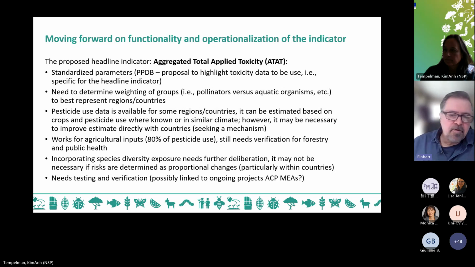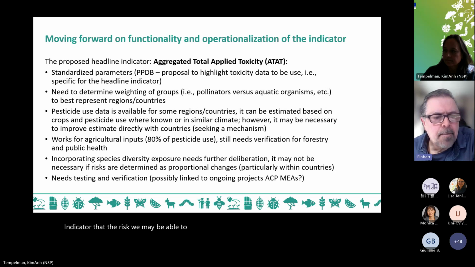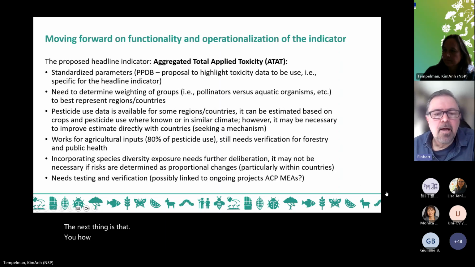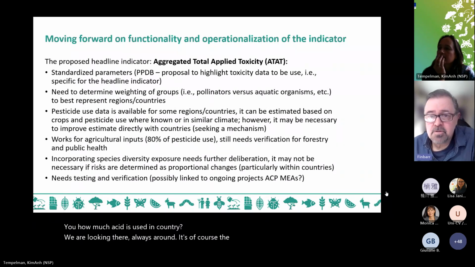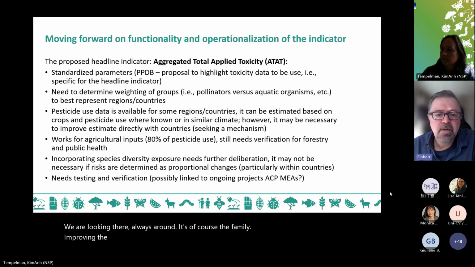In the same vein, we need to look at exposure to these organisms, diversity in regions. Now, if we develop the indicator that directly monitors reductions in risk, we may be able to bypass that, and we're looking into that. The next thing is that pesticide use data, of course, is problematic. Most countries cannot tell you how much pesticide is used in country. There are ways around this, of course, to fill in the gaps using modeling tools like PestChem grids. But we're also looking into improving the mechanisms for data capture by working directly with the countries and to improve the reporting.